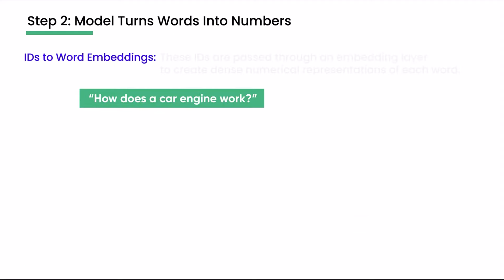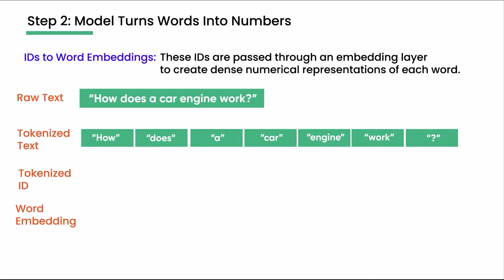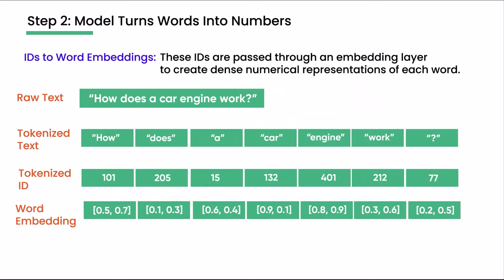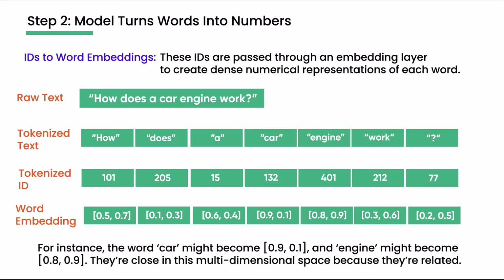Second, it converts IDs to word embeddings. These IDs are passed through an embedding layer to create dense numerical representations of each word. Here is an example of token IDs and their respective word embeddings. For instance, the word car might become 0.9, 0.1, and engine might become 0.8, 0.9. They're close in this multidimensional space because they're related. By turning words into numbers, the AI can now start working its magic.